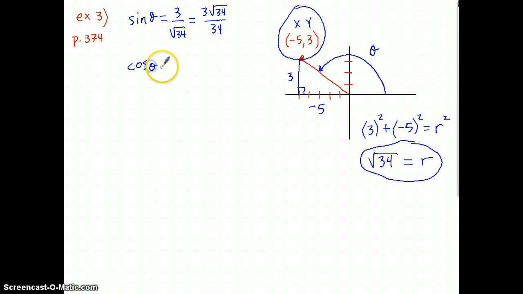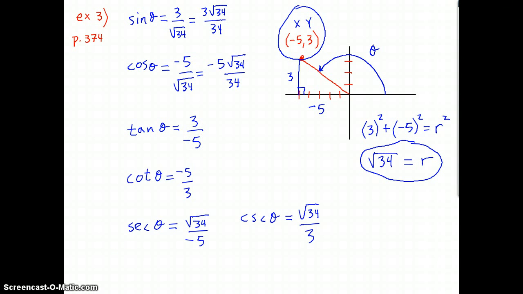Cosine of the angle corresponds to x over r. So we're looking at -5 divided by the square root of 34. And if we rationalize our denominator, we end up with -5 root 34 over 34. So far, so good? No? Yes. Okay. Tangent corresponds with y over x. Y over x means that we're looking at a 3 over -5. The other 3 are reciprocals. And we have our 6 trig functions.